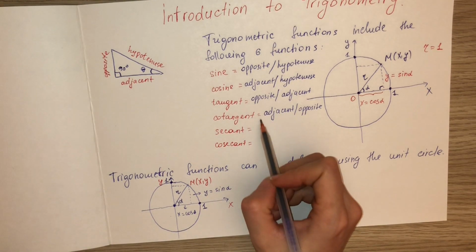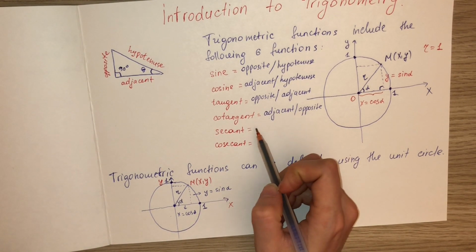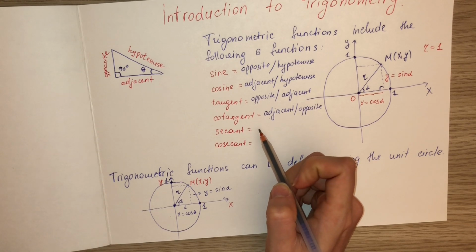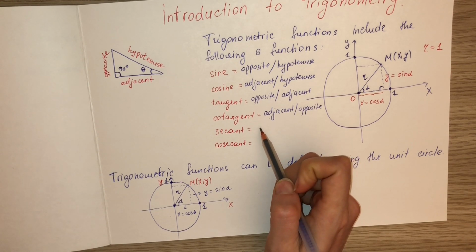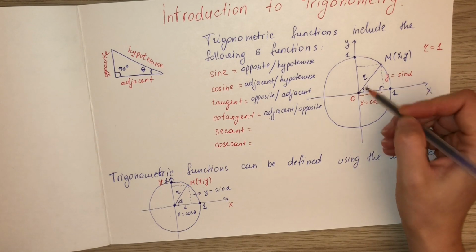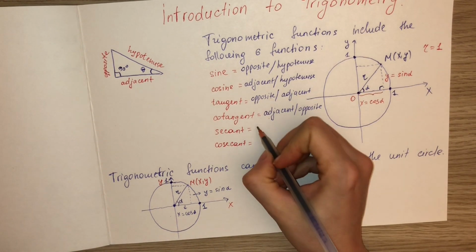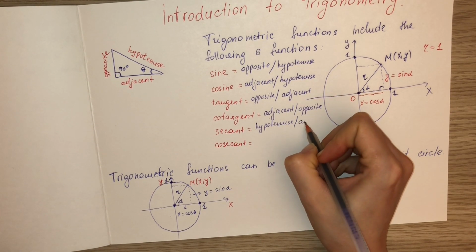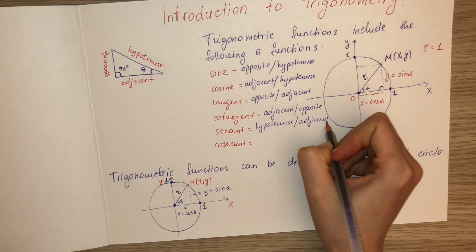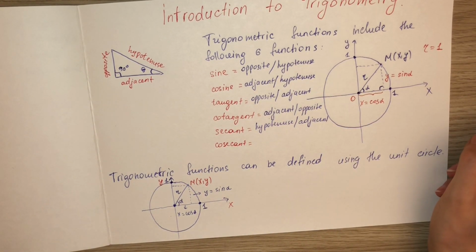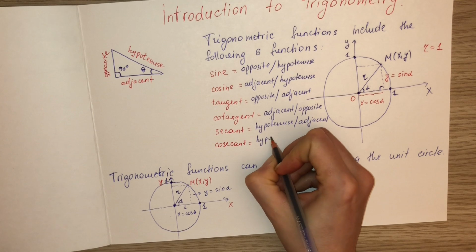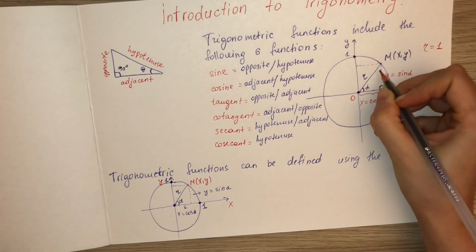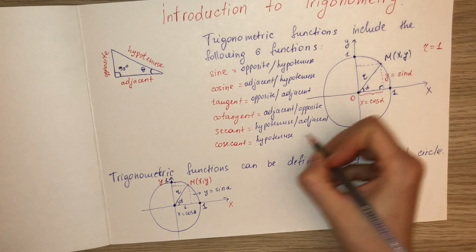Tangent and cotangent are inverse functions, as you see. The secant of an angle alpha is the ratio of the hypotenuse to the adjacent leg. What about the cosecant? The cosecant of an angle alpha is the ratio of the hypotenuse to the opposite leg.